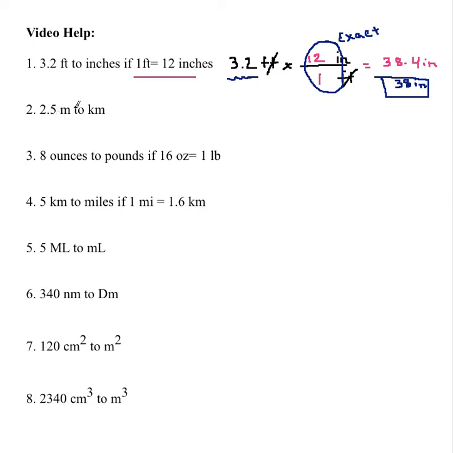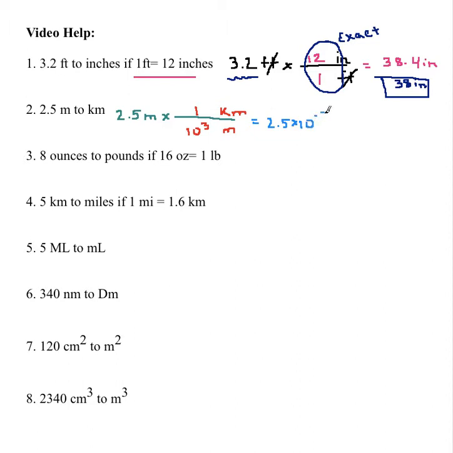I start with 2.5 meters as my given. I'm going to crisscross-swoosh. I'm going to deal with units before I even consider relationships. Okay. I want to get rid of meters, so I'm going to put meters on the bottom. And I want to get into kilometers, so I'm going to put kilometers on top. Now, if you look at your table, in 1 kilometer, there are 1,000 or 10 to the third meters. So what you're going to do now is take 2.5 and divide it by 10 to the third, and you will get 2.5 times 10 to the negative third.